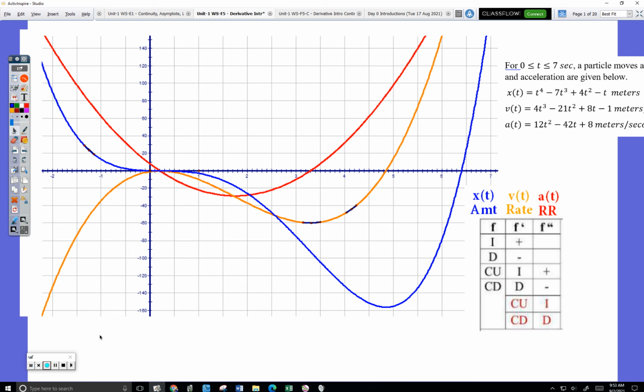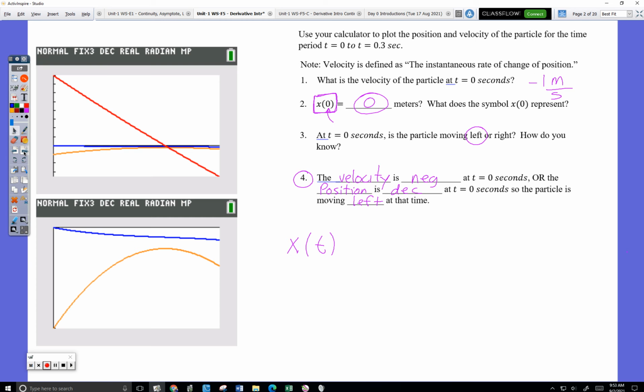Okay, next thing. So in the packet, first instructions are to get to this screen here, this one. We're trying to just plot the position and the velocity for time equals 0 to time equals 0.3 seconds. So we've got to do a couple things on your calculator.